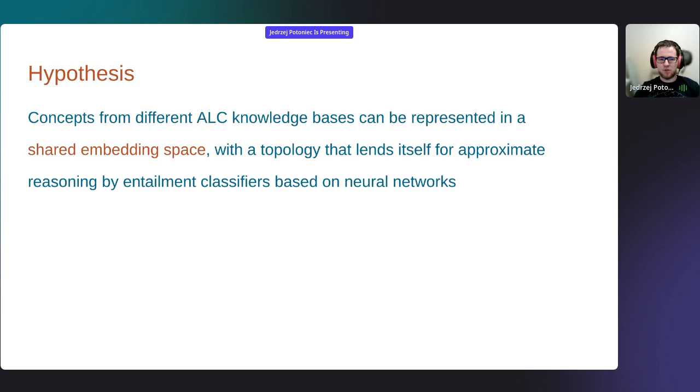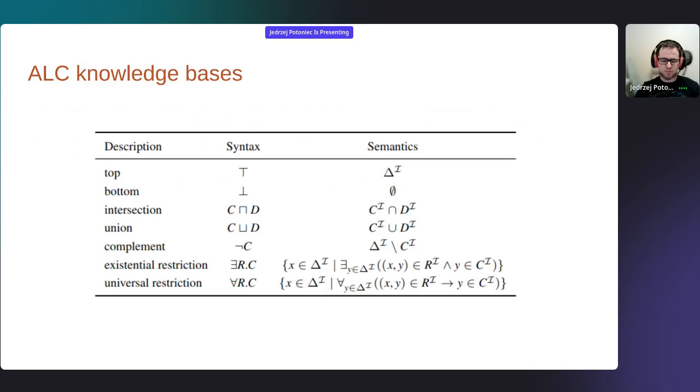And the most important part here is that the embedding space is shared between multiple knowledge bases. The idea is that there is a single neural reasoner which is employed by multiple knowledge bases, of course, represented in a suitable manner. And well, this is more or less how it would work, but let's discuss what ALSC knowledge bases consist of.